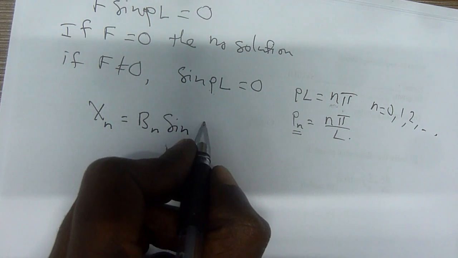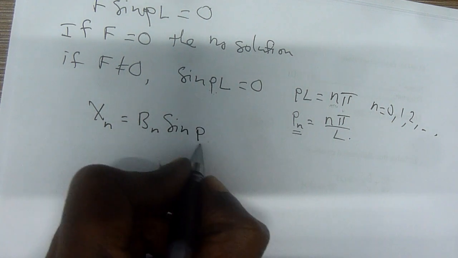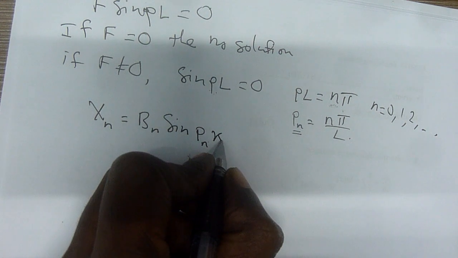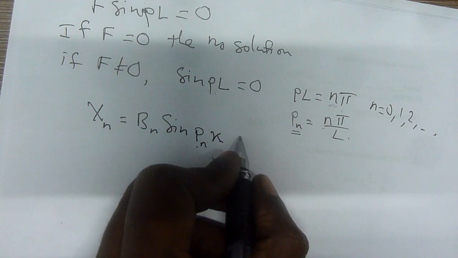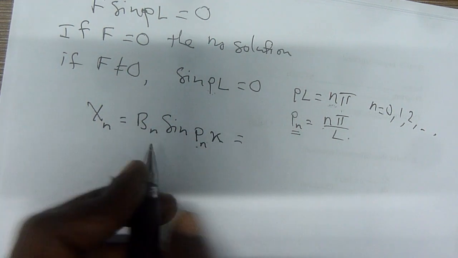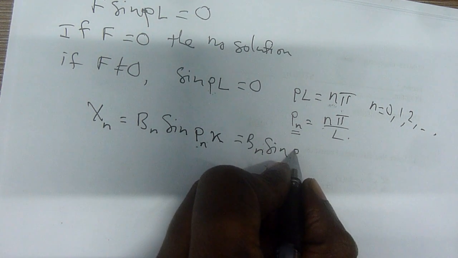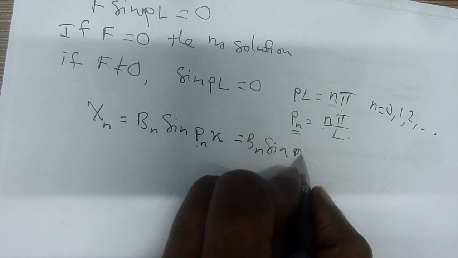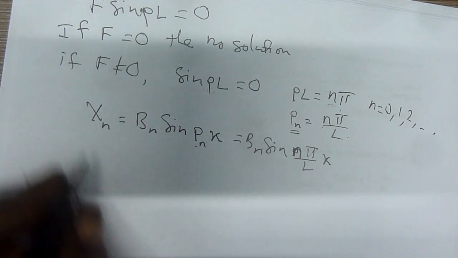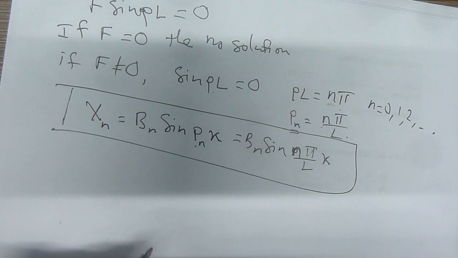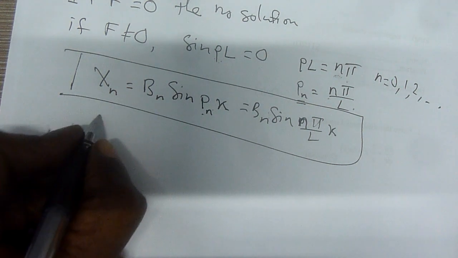We have Pn, Pnx, where Pn is n pi over L. I just write it for you: Bn sine, instead of Pn I'll write here n pi over L x. This is a very important conclusion that we made. Out of this conclusion, then we know T.